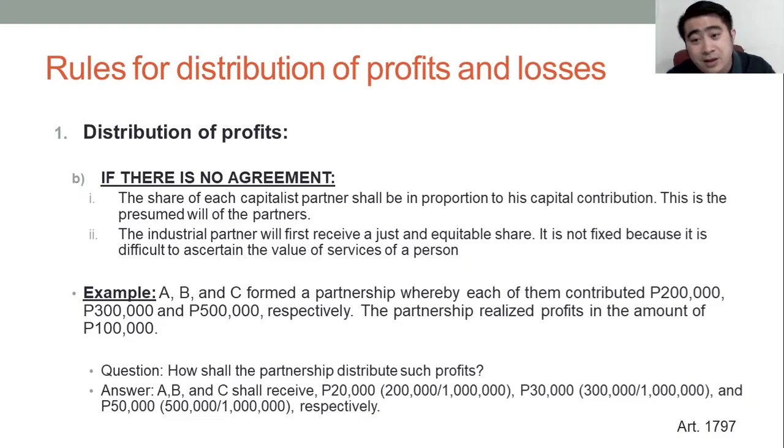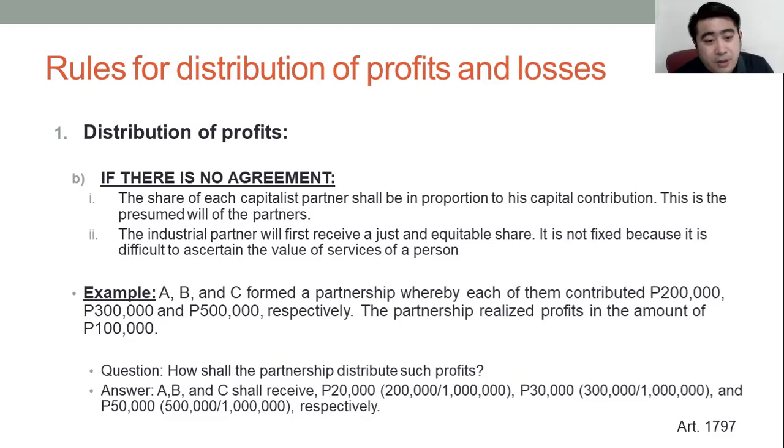Fair ba yun kapag equal sharing sila? O kapag yun yung agreement nila, edi sige, kasi may agreement sila eh. Paano pag wala silang agreement? O edi pag ganun, edi ratio and proportion based on the contribution to the partnership capital.